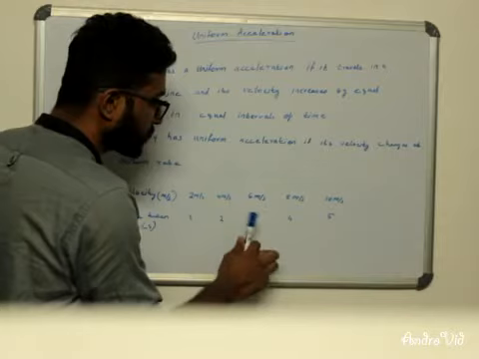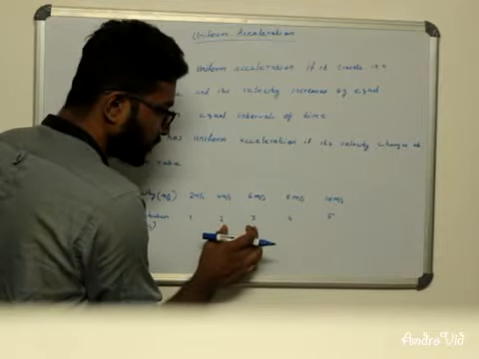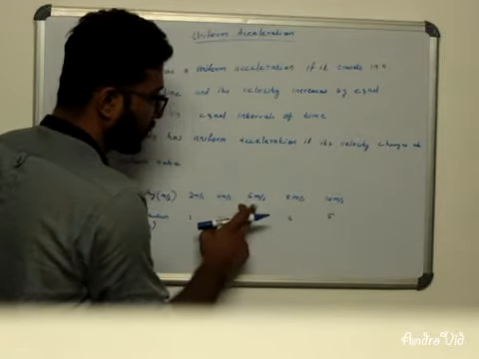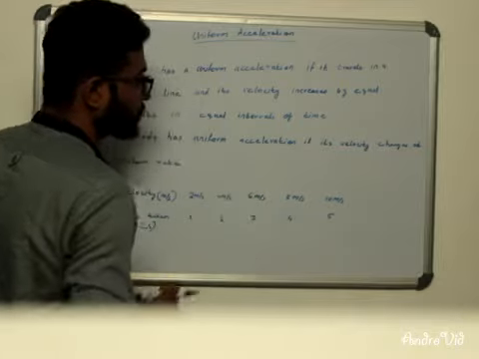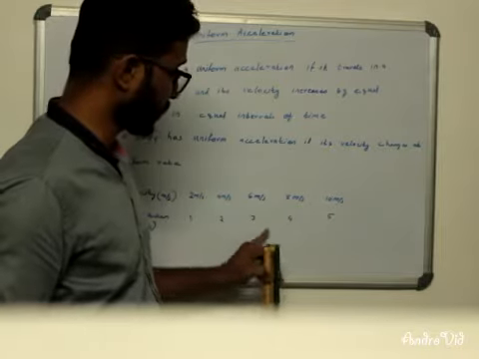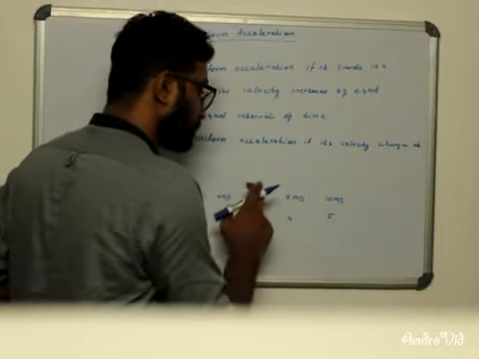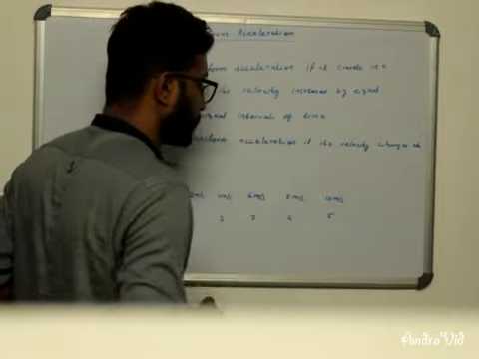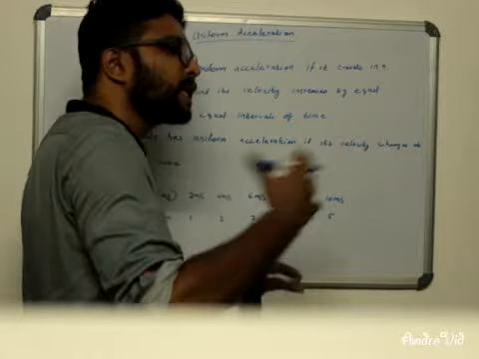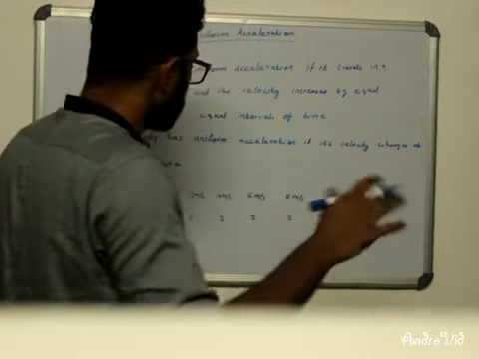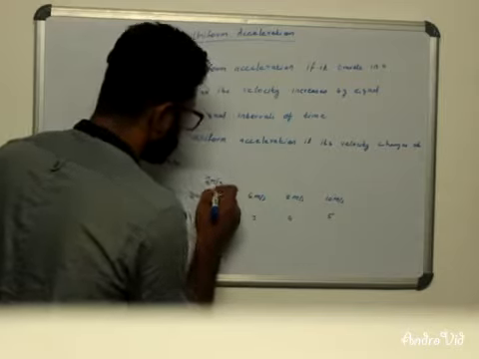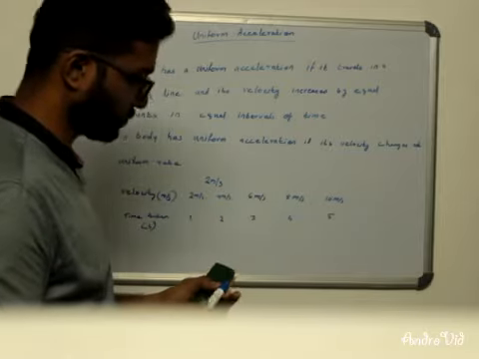And between the 2nd second and 3rd second, it has changed from 4 meter per second to 6 meter per second. And between the 3rd second and 4th second, it has changed its velocity from 6 meter per second to 8 meter per second. That means in every 1 second the velocity is increasing. There is a change in velocity by 2 meter per second.